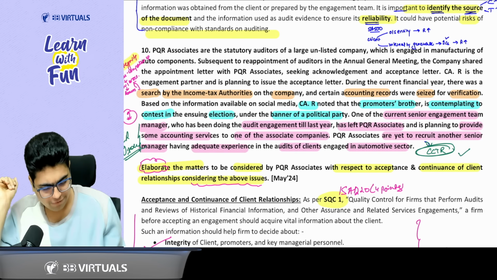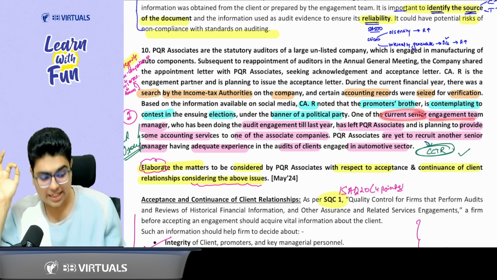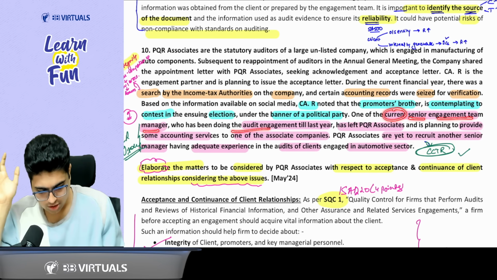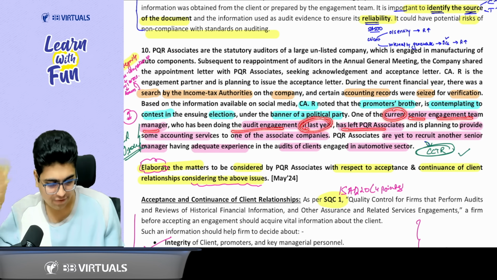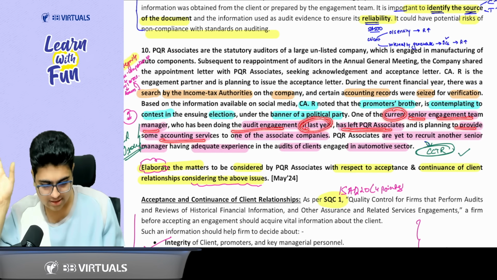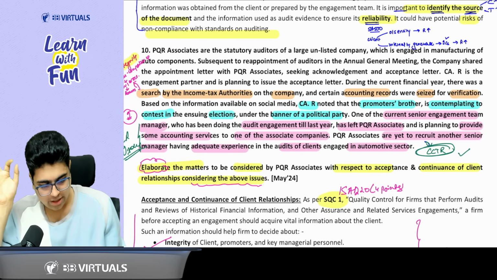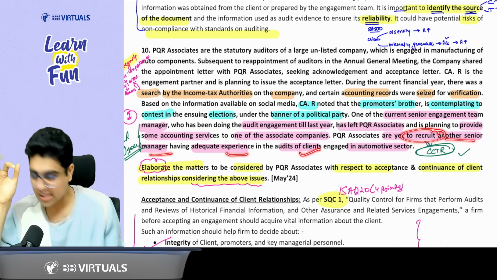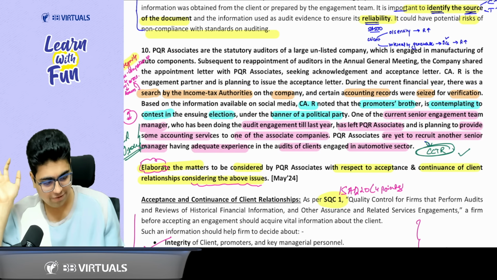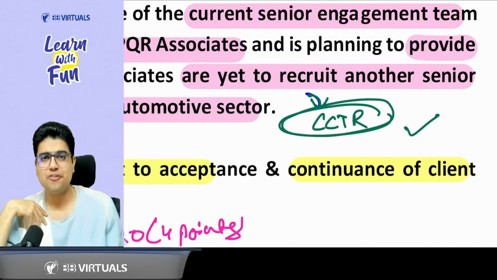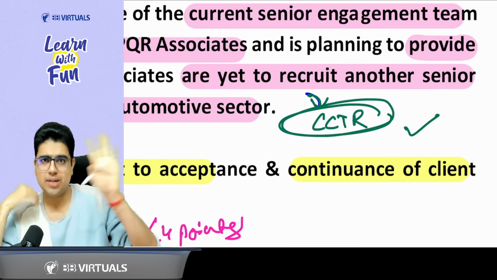Next point, one of the current senior engagement team managers who was doing the audit till the last year has left the firm. He has left the audit firm and he will provide accounting services to one of the associate companies of the client. We are yet to recruit another senior manager who has the experience in auditing the clients of automotive sector. Tell me one thing, when your person leaves, it is impacting your firm's CCTR, that is competence, capability, time and resources.